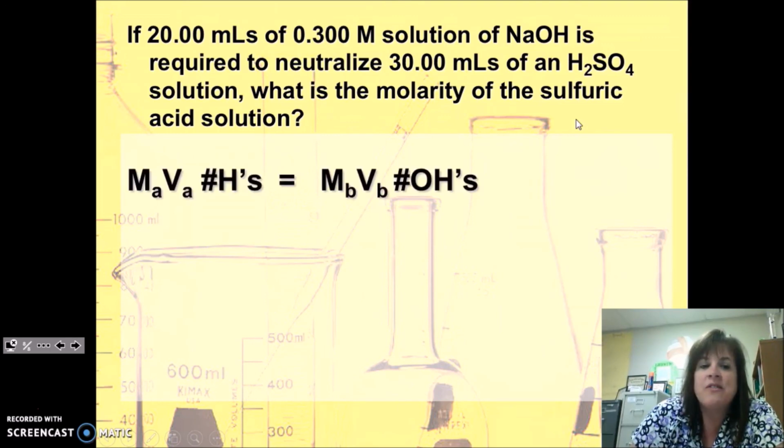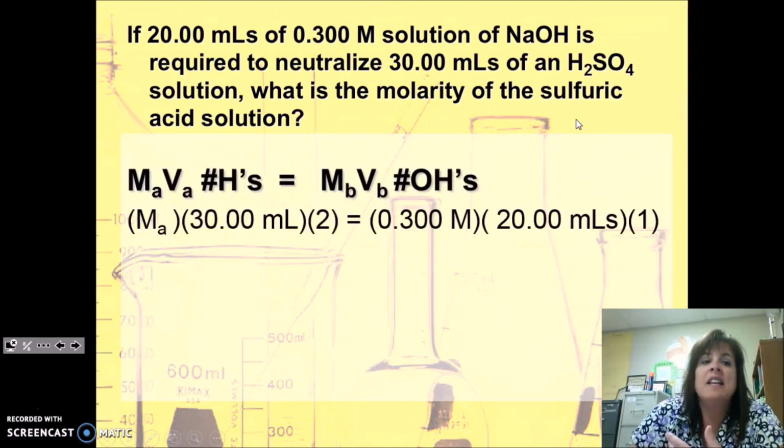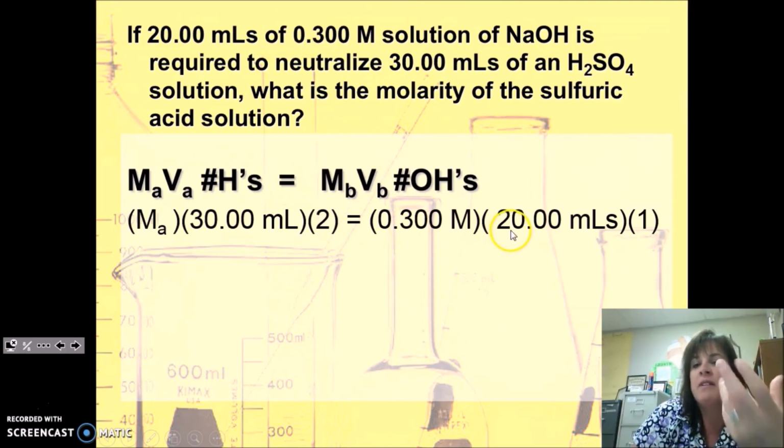Well, there's our equation, right? So we're finding the MA. That's our unknown. For the volume of acid, we use 30 milliliters. This time we have two H's. The formula has 2, so we need to put that 2 there. And then there's my molarity of base, my volume of base, and sodium hydroxide only has 1.